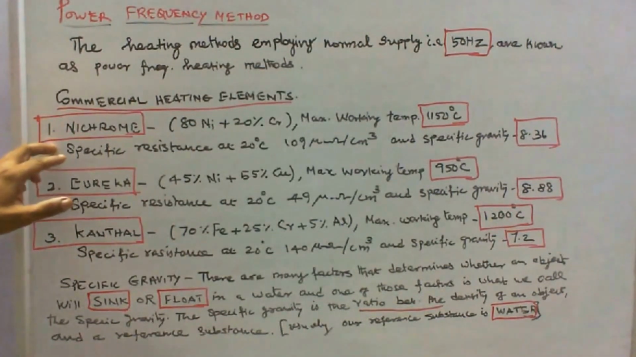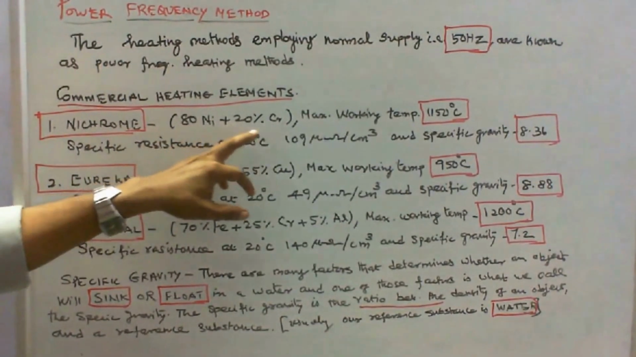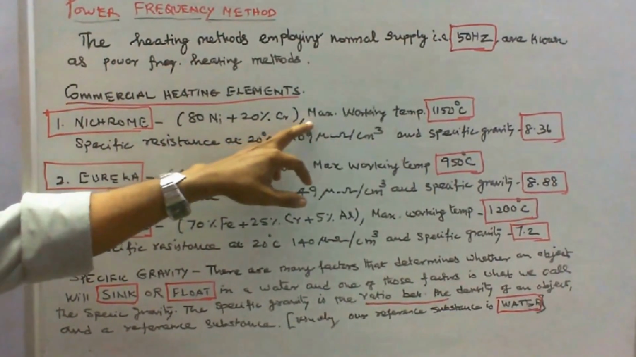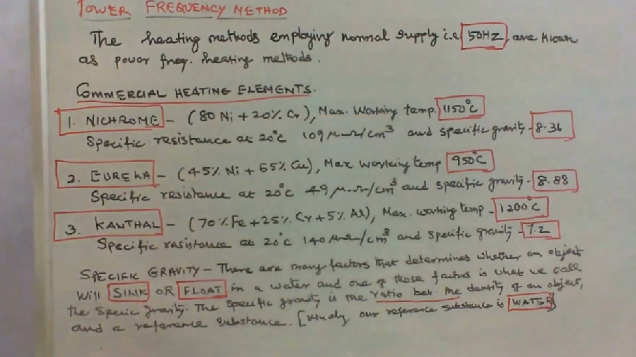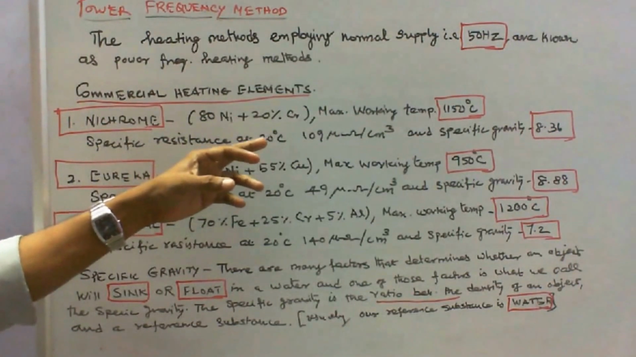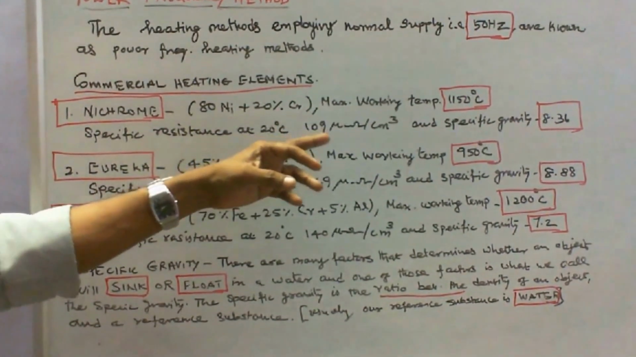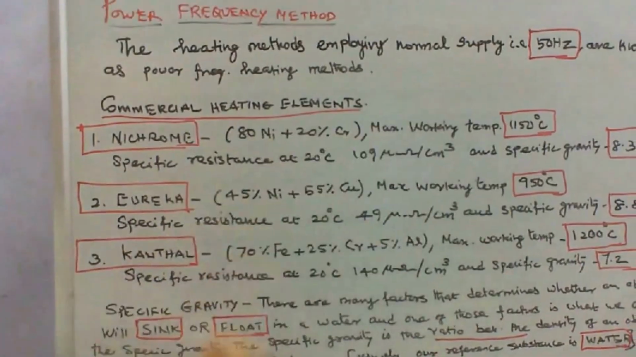First is Nichrome. Nichrome is 80% nickel plus 20% chromium. Its maximum working temperature is 1150 degrees centigrade, its specific resistance at 20 degrees centigrade is 109 micro-ohm per centimeter cube, and its specific gravity is 8.36.